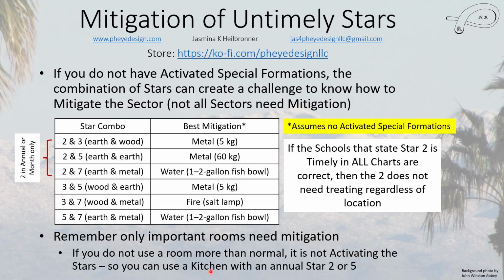So this means you can use a kitchen that has an annual star 2 or an annual star 5. Last year, 2025, that is the snake year, we had the 5 yellow in our kitchen. But we cook basically every single day. We cook something every single day. And we actually rarely go out to eat, because going out to eat has gotten to be very expensive for our income. So we just don't go out to eat.